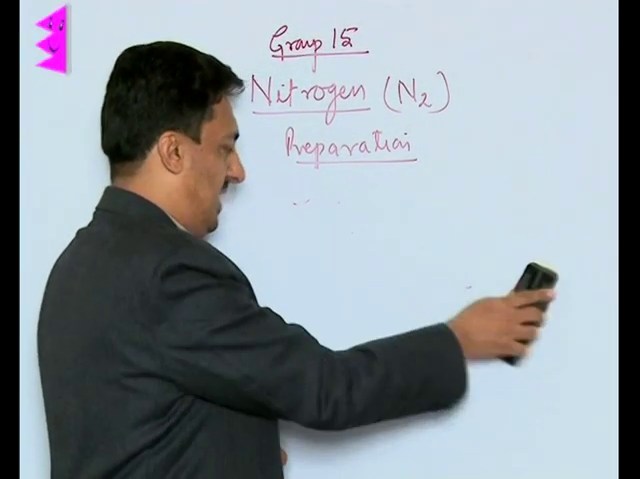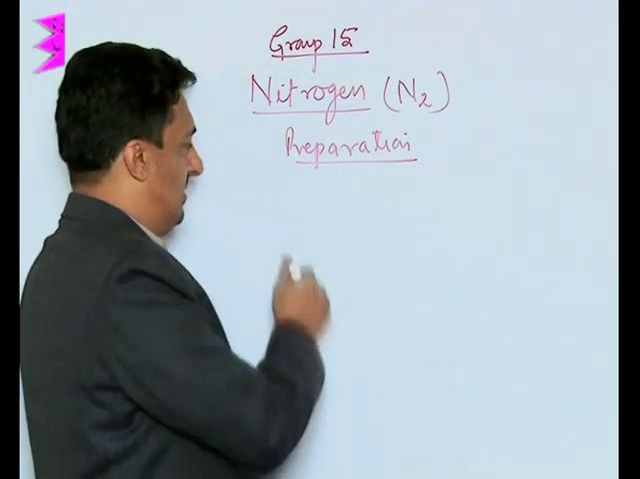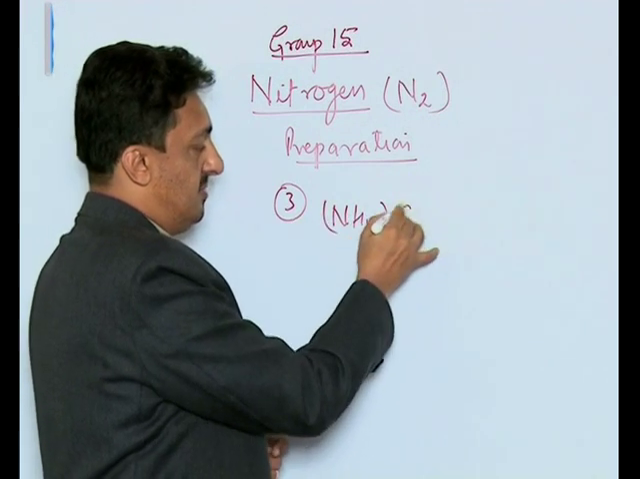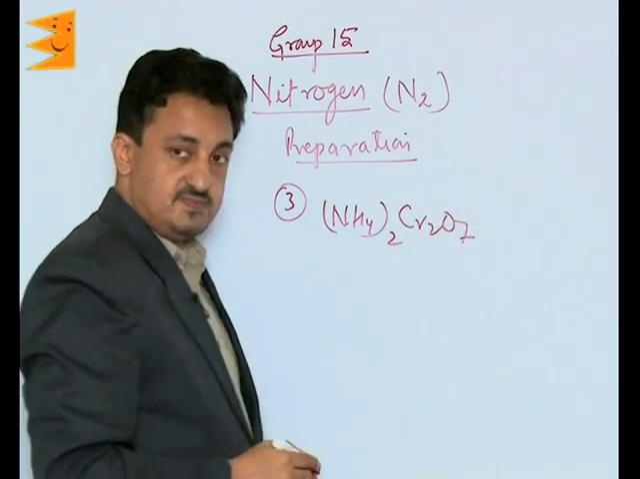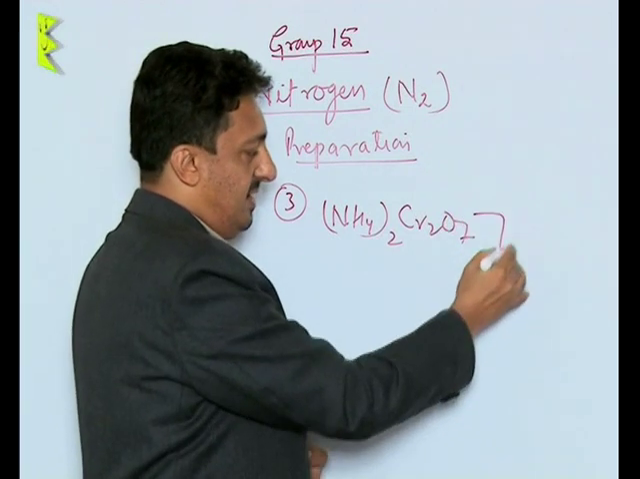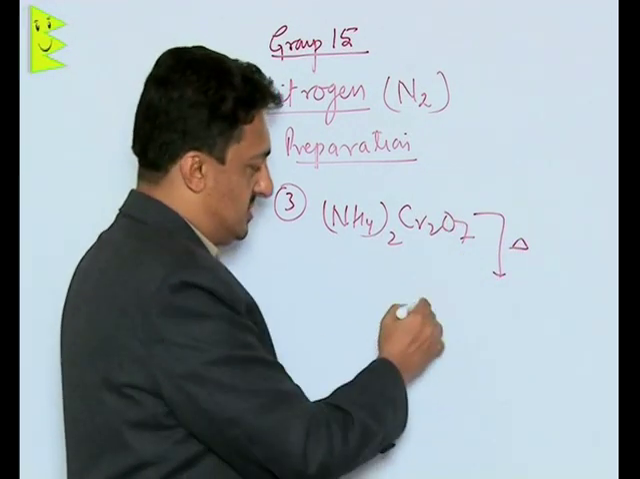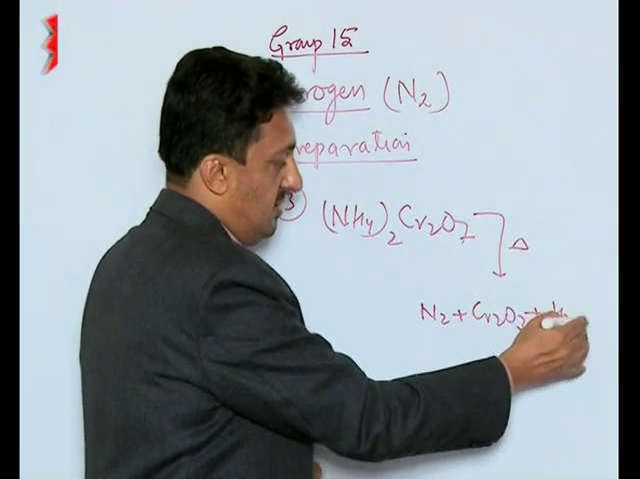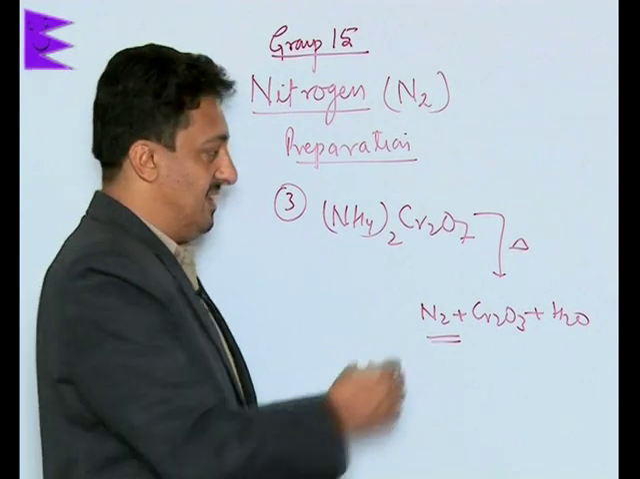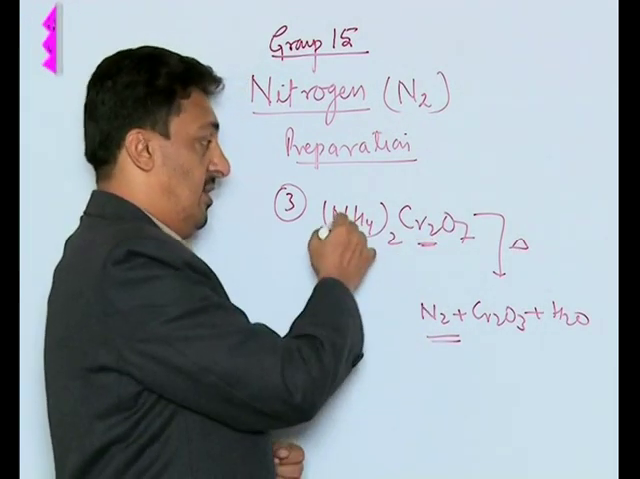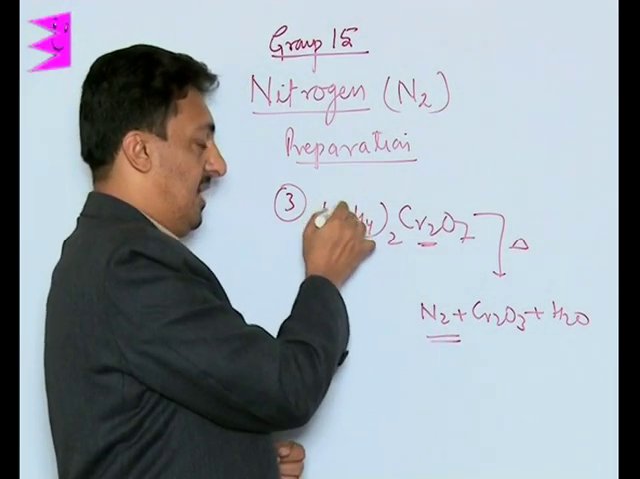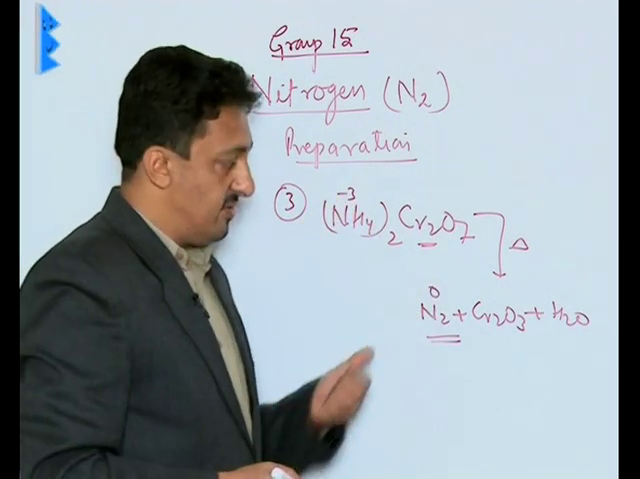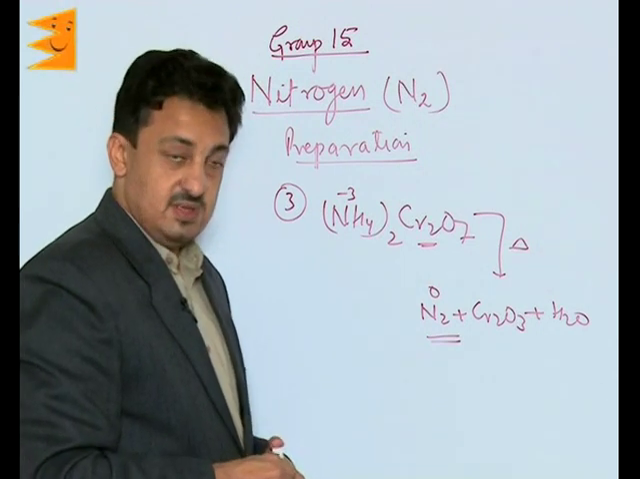It can also be obtained by thermal decomposition of ammonium dichromate. When ammonium dichromate is thermally decomposed, we get nitrogen, Cr2O3 and water. Basically the dichromate ion oxidizes the nitrogen of the ammonium, which is present in -3 state, to 0. So this is how it can also be obtained.